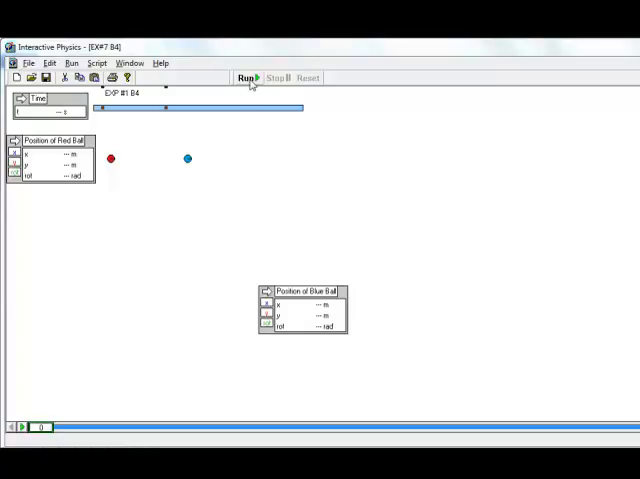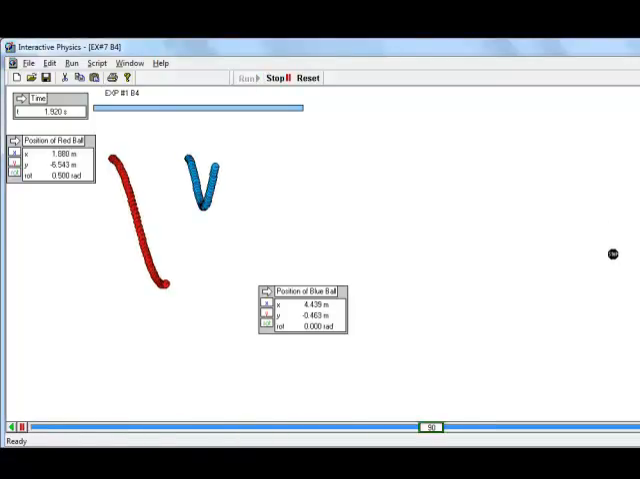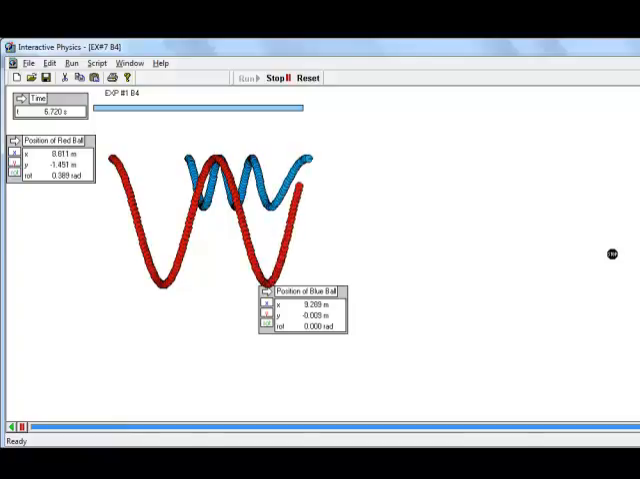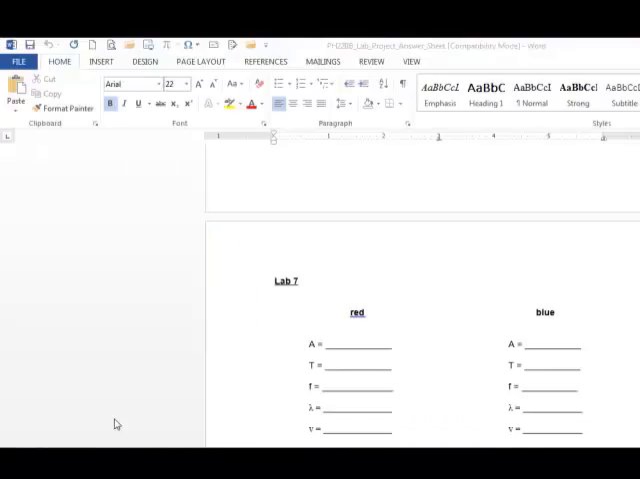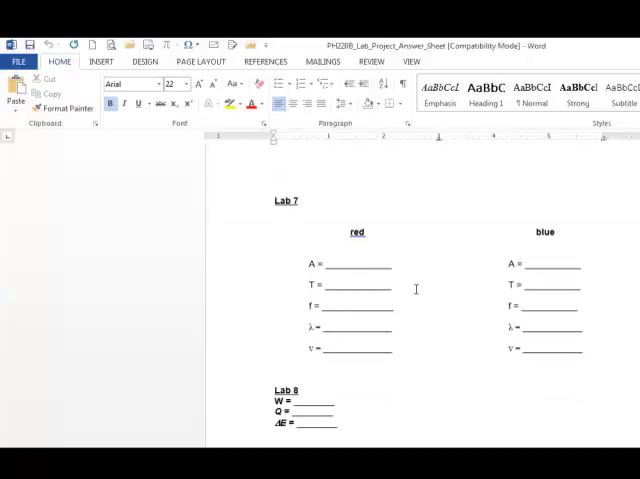Okay, so again, as with all of these, I will just let it run. We can see what this looks like. Notice you get two cosine waves with differing amplitudes, periods, and frequencies. Now what you're going to do is examine this to determine all of those properties. If we look at the answer sheet here, basically we want to determine the amplitude, period, frequency, wavelength, and velocity.